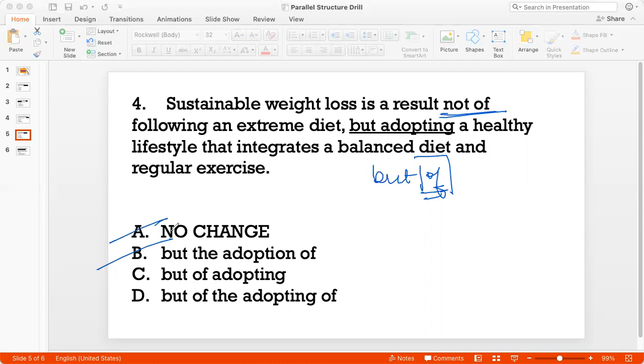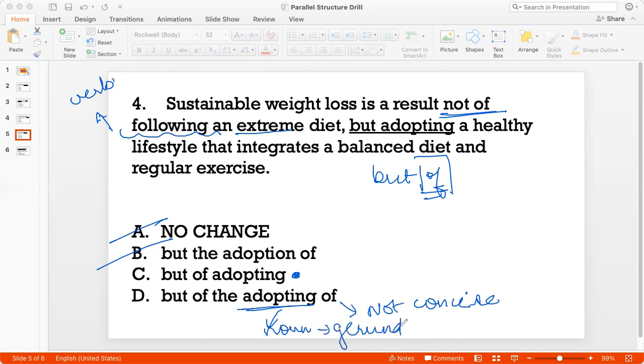Now between C and D, I notice that I'm saying not of following an extreme diet. So this is a verb in the ing form, but of adopting a healthy lifestyle. So this is fine. This is conveying the correct meaning. It follows parallel structure. What about D? In D, I'm saying sustainable weight loss is a result not of following an extreme diet, but of the adopting of. So first, this is not concise, and I don't like options that are not concise. And second, it is trying to convert this verb into a noun by using the ing form, trying to use it as a gerund. And I don't want to use a gerund here because I simply have to repeat a verb in this position because I have a verb with following. So both from the point of grammar and from the point of concision, it's not a good answer. So the right answer is option C.